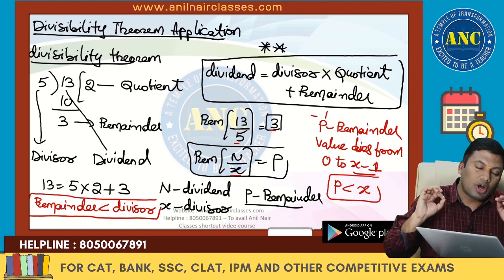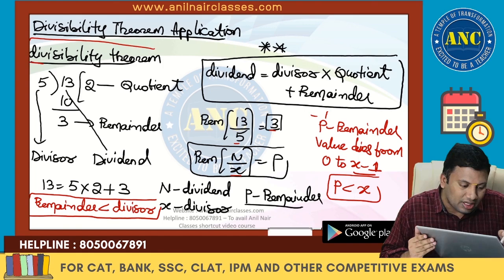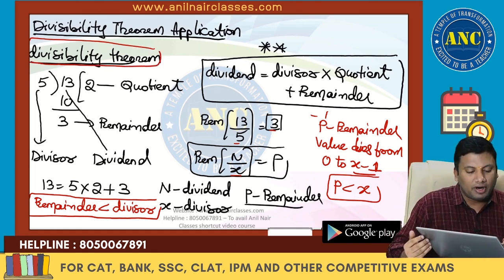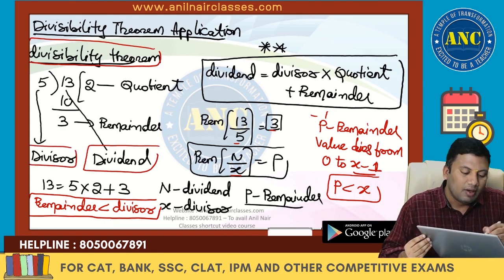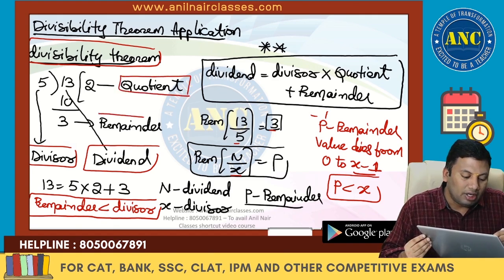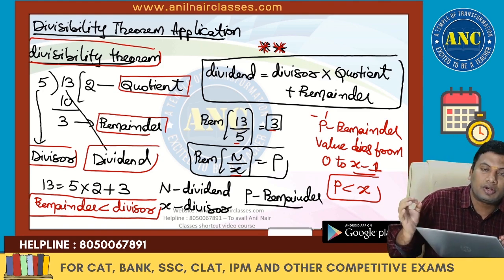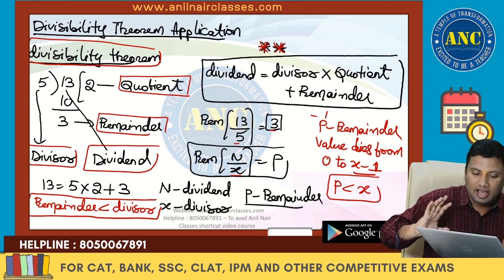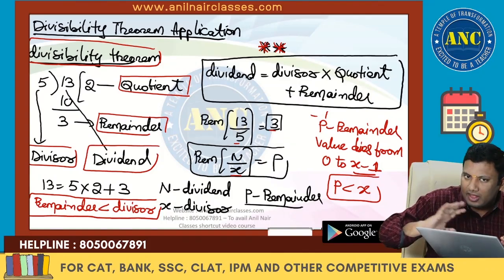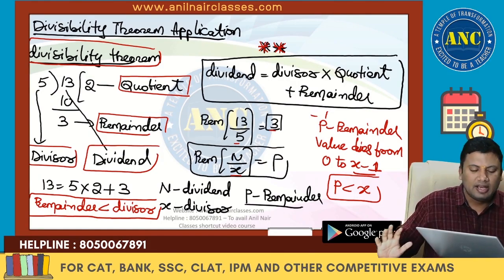A very, very important slide which talks about the introduction of the divisibility theorem. In the divisibility theorem, four important key points: what do you mean by dividend, divisor, quotient, and remainder, and what is the relationship between them? Dividend equals divisor into quotient plus remainder. The remainder is always less than the divisor. I hope it is clear. For the next minimum 60 minutes we will concentrate on applying this divisibility theorem.